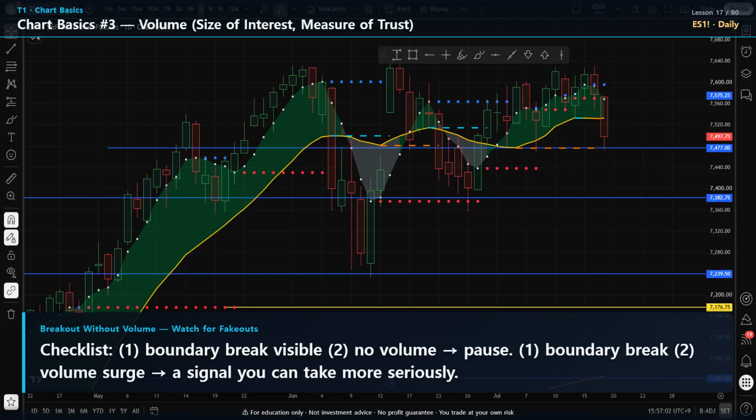Checklist: 1. Boundary break. 2. Volume comes with it. Only then is it a signal you can take more seriously.